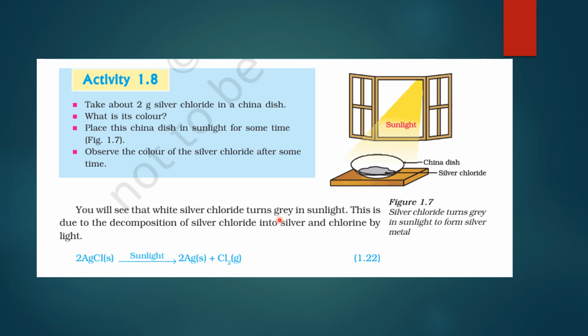Okay, so this is also due to the decomposition reaction. Basically, our silver chloride decomposes into silver and chlorine. So the equation you can write down as AgCl. AgCl is silver chloride. It is in solid form. Now we are exposing it to sunlight. It gives Ag, that is silver, and Cl2, that is chlorine. So chlorine is released as a gas. G is written here, and silver remains as a solid. So this is also a very simple example of decomposition reaction.